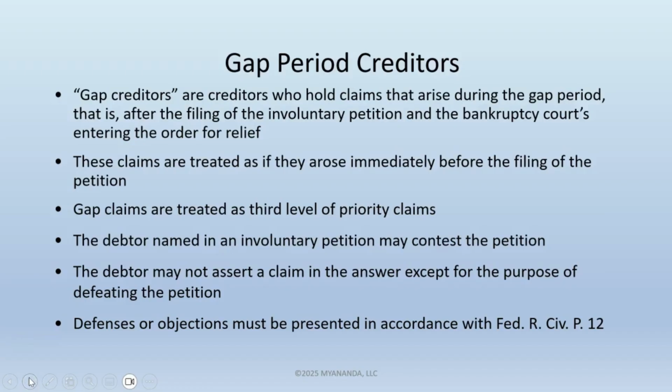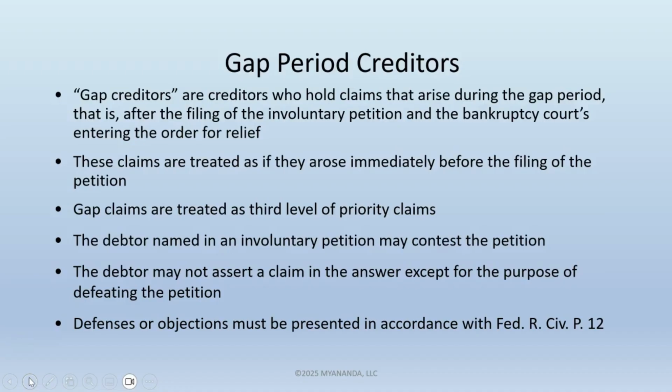So gap creditors are creditors who hold claims that arise during the gap period. That is, after the filing of the involuntary petition and the bankruptcy court's entering of the order for relief. These claims are treated as if they arose immediately before the filing. And gap claims are treated as third-level priority claims. So they go down to the third level. If they're unsecured, it can depend on what kind they really are. But gap claims are placed into the third level to be paid third.